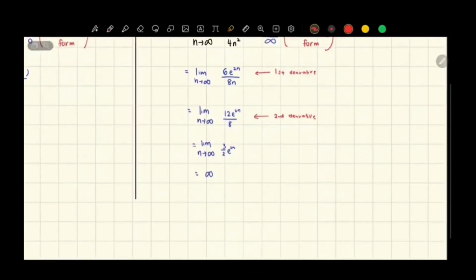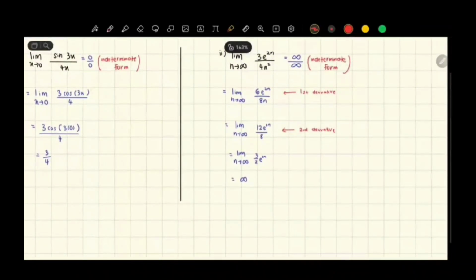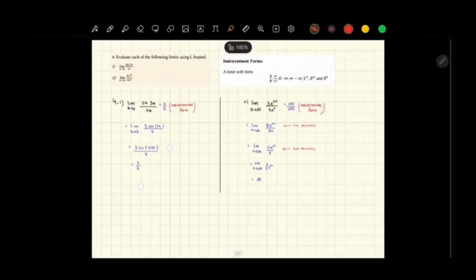And then we can continue to substitute n with infinity. But the exponential term also becomes extremely large, so that's why it becomes infinity. So the final answer for this equation is infinity. That's all from me.